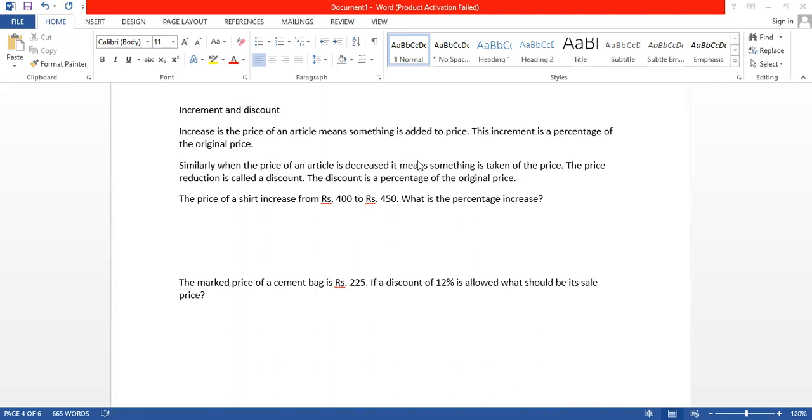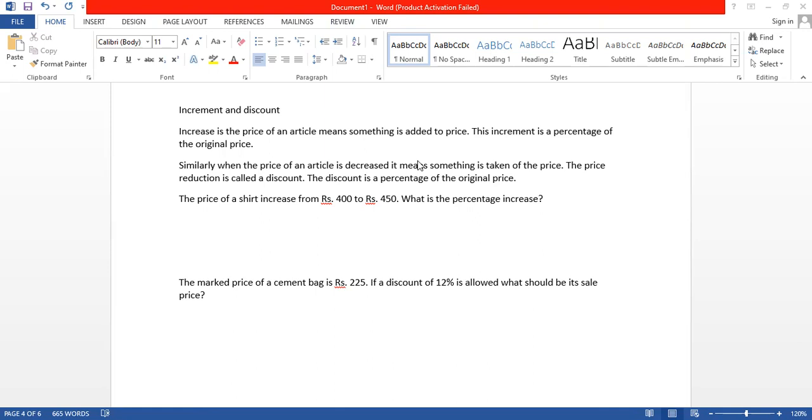Now, increment would mean, let's say, you were selling something for 120 and now you decided to sell it for 140. That shows an increment. The price has increased. Similarly, if you were selling something for 100, but now you have decided to sell it for 80, then in that case, you're selling it at a discount. So the price has decreased.